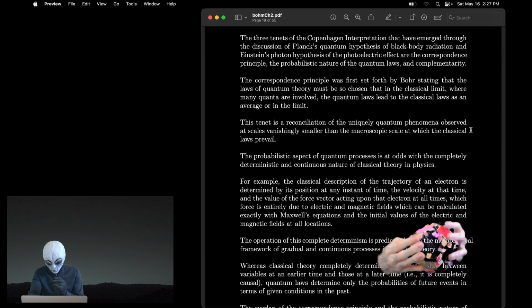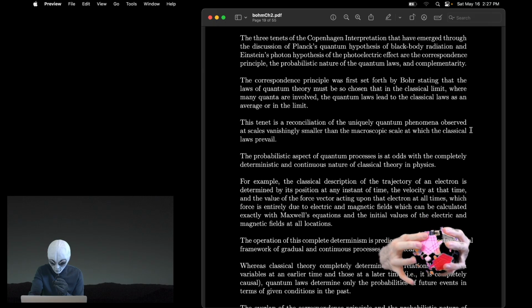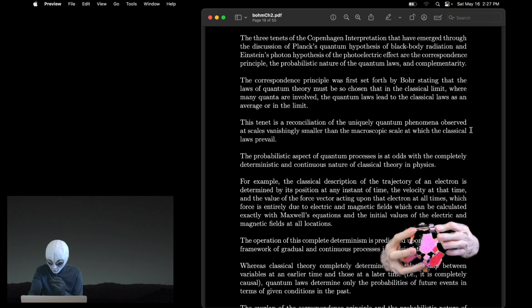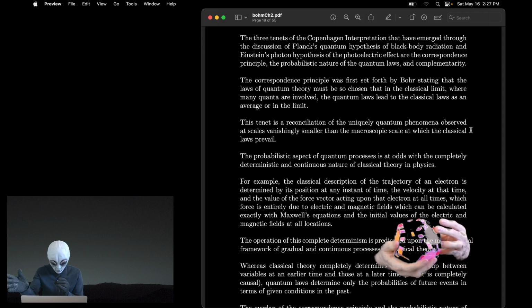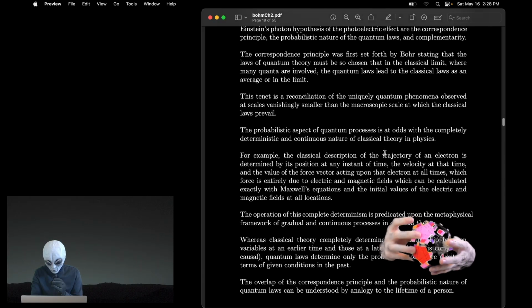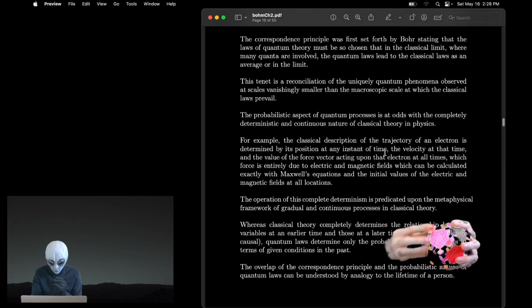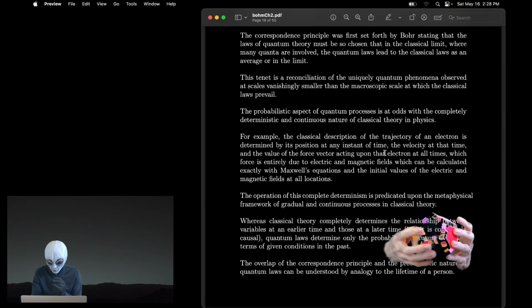The correspondence principle was first set forth by Bohr, stating that the laws of quantum theory must be so chosen that, in the classical limit, where many quanta are involved, the quantum laws lead to the classical laws as an average or in the limit. This tenet is a reconciliation of the uniquely quantum phenomena observed at scales vanishingly smaller than the macroscopic scale at which the classical laws prevail.